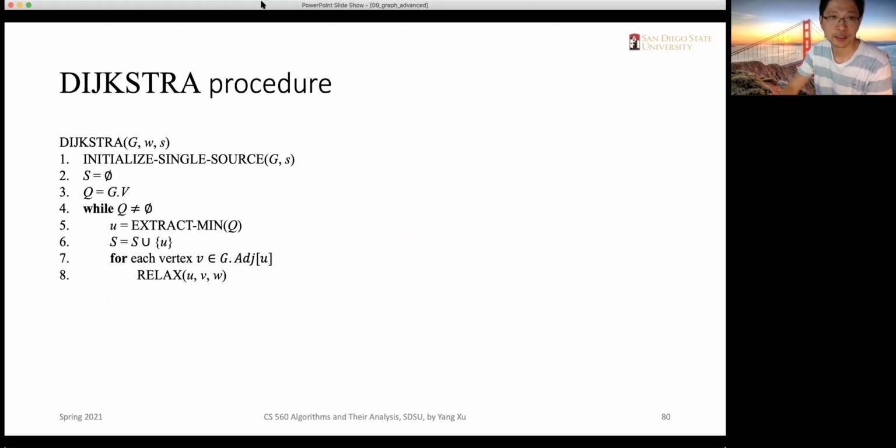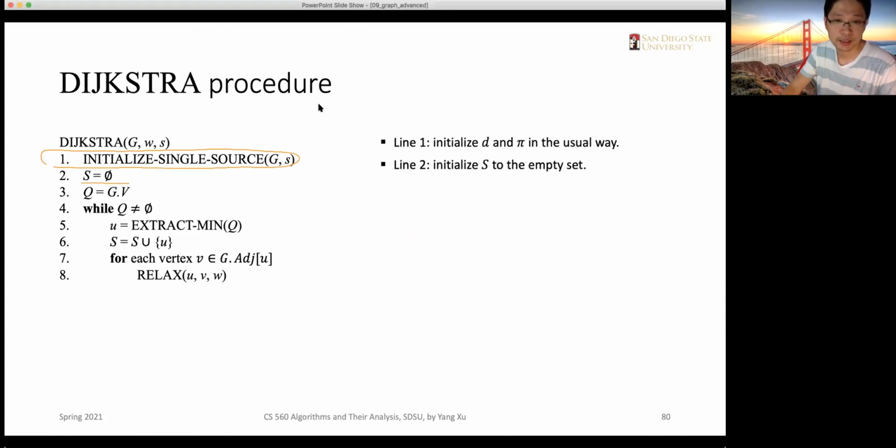So the Dijkstra algorithm basically looks like this. First, it's very similar. We need to initialize all the D's and the Pi's, right? And then we will need to initialize an empty set, okay? This empty set will contain the final shortest path tree, okay? And then we will put all the vertices in the minimum priority queue in line 3 here.